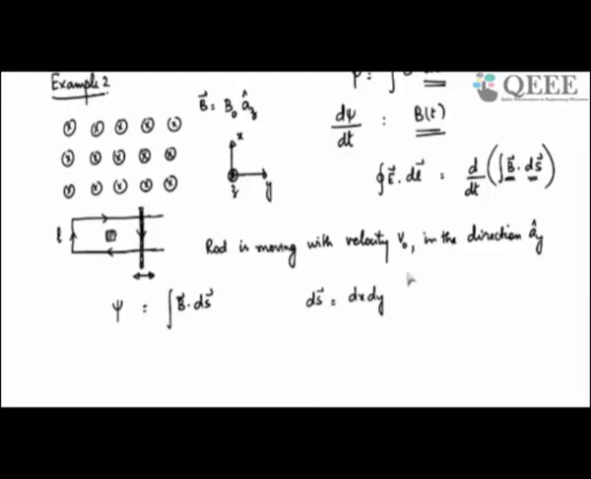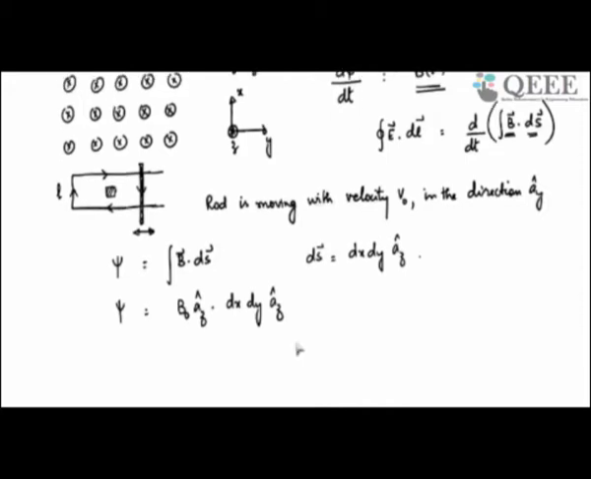Point your fingers along the direction of the curling direction of the circular loop that we have marked, then dx dy should be along the az direction. So my psi is B0 az dot dx dy az.